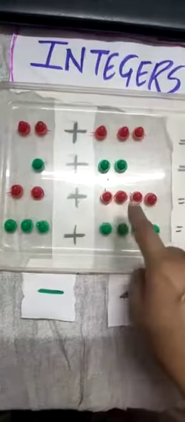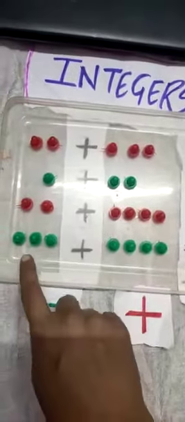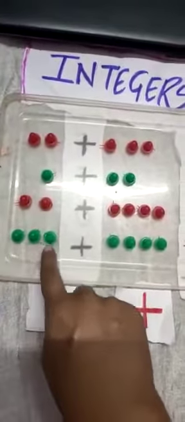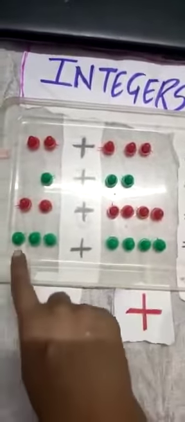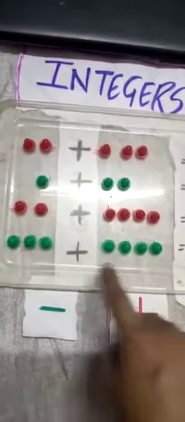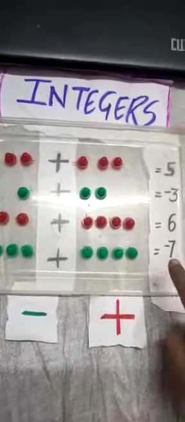+2 and +4. Here we have 2 beads and here we have 4 beads, so 4 plus 2 will be 6 beads, so your answer is 6. Now here we have green beads. Green beads are showing the negative integer 1, 2, 3, 4, 5, 6, 7. Here we have 7 negative beads, -1, -1, -1. This all will become -7.